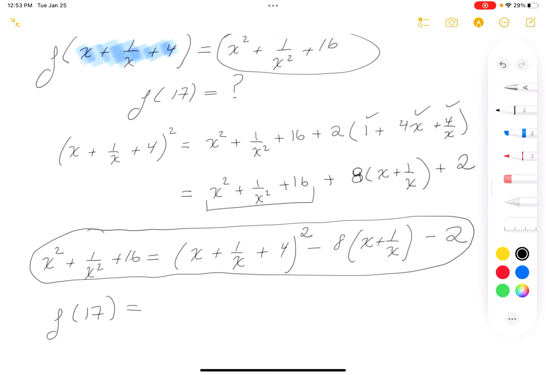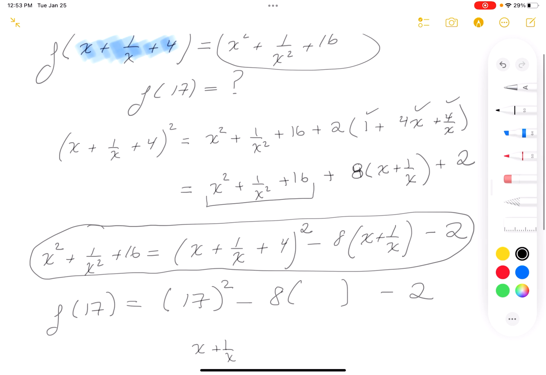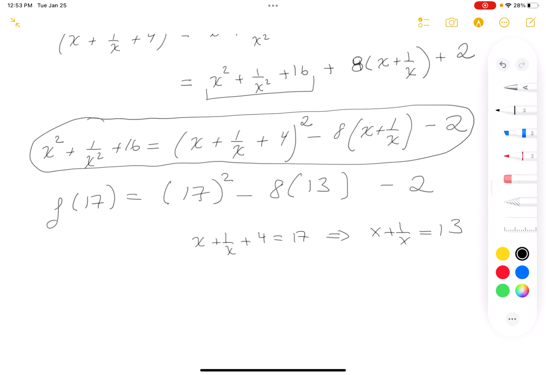So let's write this down. What is it going to be equal to? It's going to be 17 squared minus 8 times something. I don't know what that is yet, by the way. And then minus 2. Let's go through this other part over here. I am saying that x plus 1 over x plus 4 is 17, so that means x plus 1 over x is equal to 13. I'm getting very close.